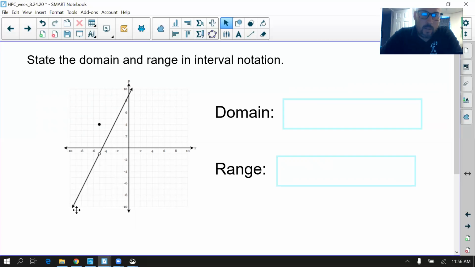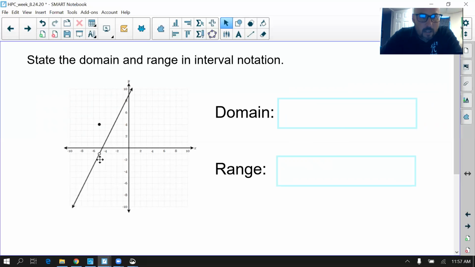Well, from left to right, this arrow is going down and to the left. I don't care that it goes down. I just care that it's going to the left because I'm thinking about domain. And it's going to the left forever. So it starts with negative infinity. And then I scan to the right. All these x values are included.